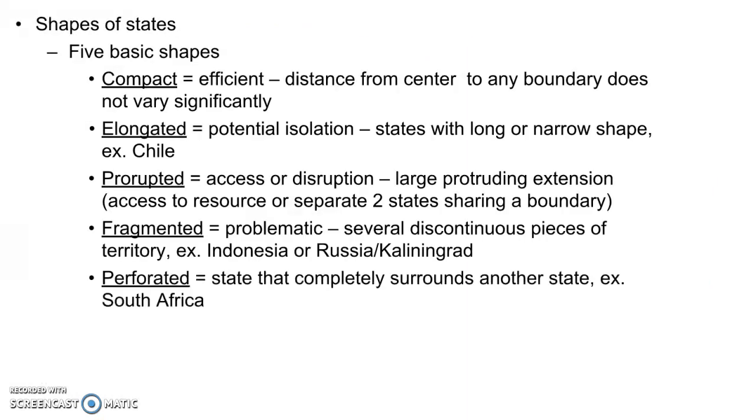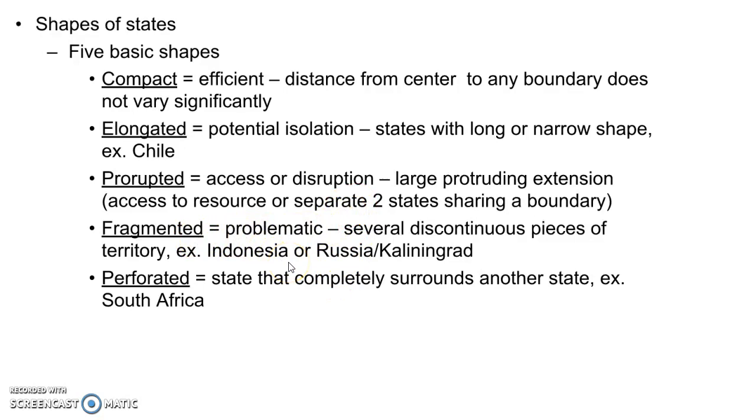Blank screen. Oh, great. All right, so we're going to get into shapes of states here. Definitely should know these. We did them with the M&Ms. However, we're going to talk about this in class a little bit just to refresh your memory. Compact, remember, distance from the center to any boundary is pretty much the same. Elongated is just a really long strip. Example would be Chile. Prorupted is going to have the central area with that arm sticking out, all right?